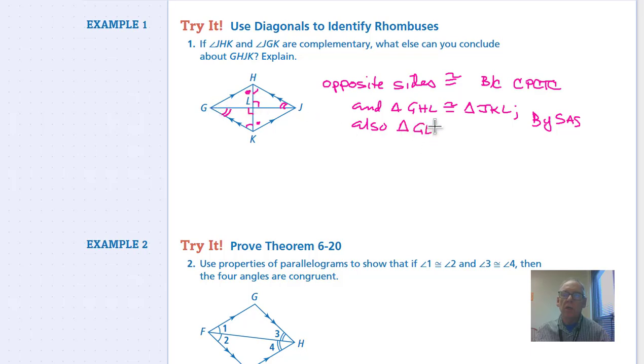Also, these other two triangles are congruent: GLH is congruent to JLK for the same reason. So these two triangles are going to be congruent by side angle side, which means that by corresponding parts, these sides here are going to be congruent. And by corresponding parts here, we have that these two triangles are congruent.